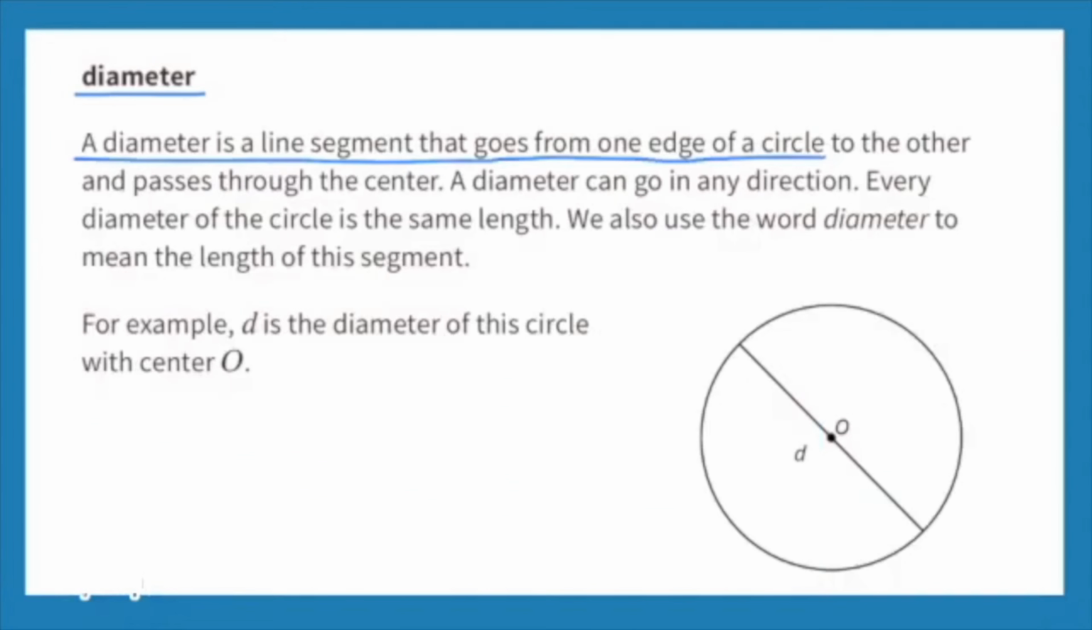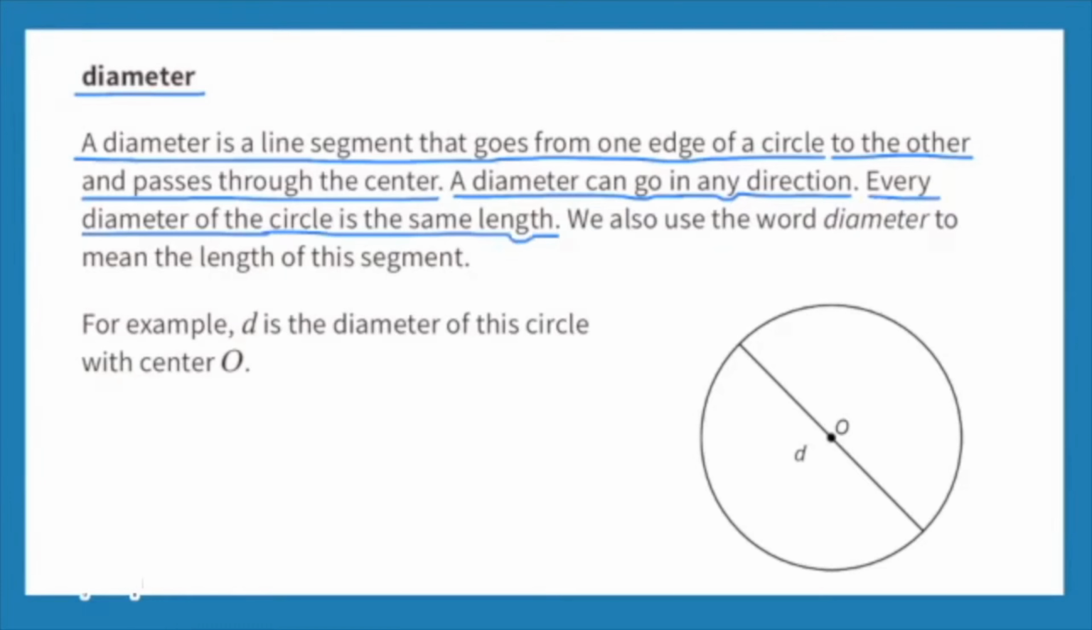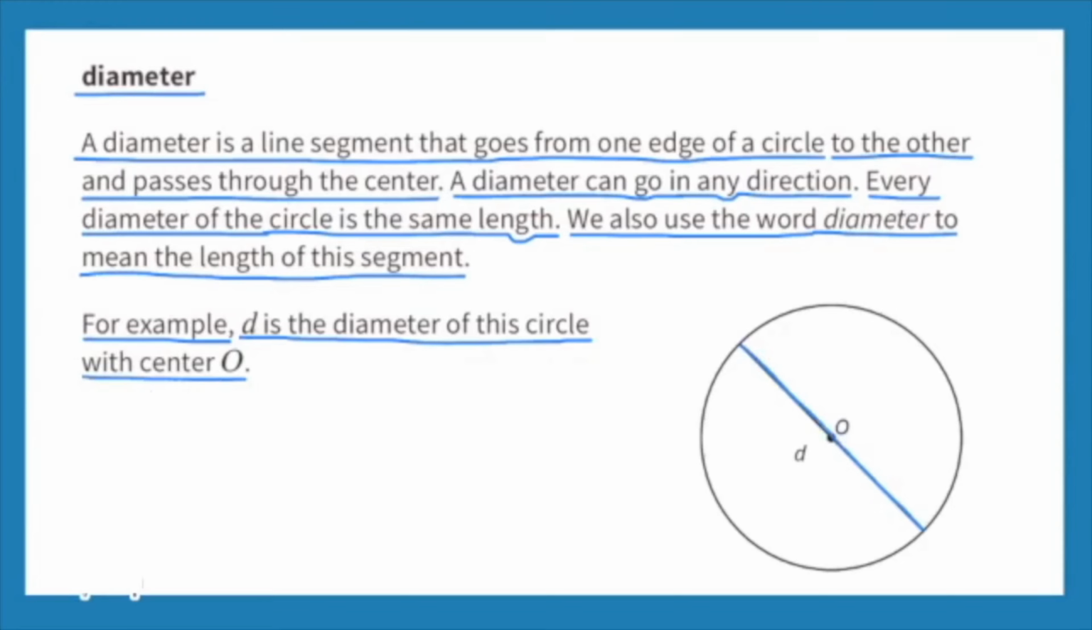Diameter. A diameter is a line segment that goes from one edge of a circle to the other and passes through the center. A diameter can go in any direction. Every diameter of the circle is the same length. We also use the word diameter to mean the length of this segment. For example, D is the diameter of this circle with center O. All these diameters are the same length for this circle.